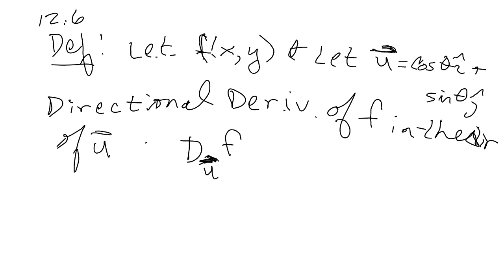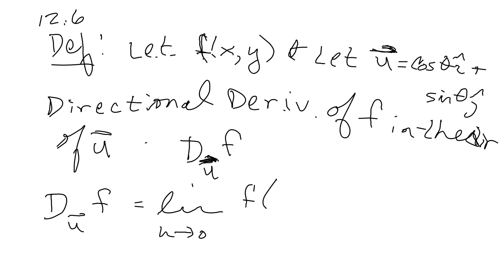Now they do have a definition of this, and basically they say that the directional derivative of f in the u vector direction is going to be the limit as h approaches 0 of f of, in this case, x plus h cosine theta. So we're going to move that angle just a little bit. If u vector is right here, we're going to move that a little bit more.